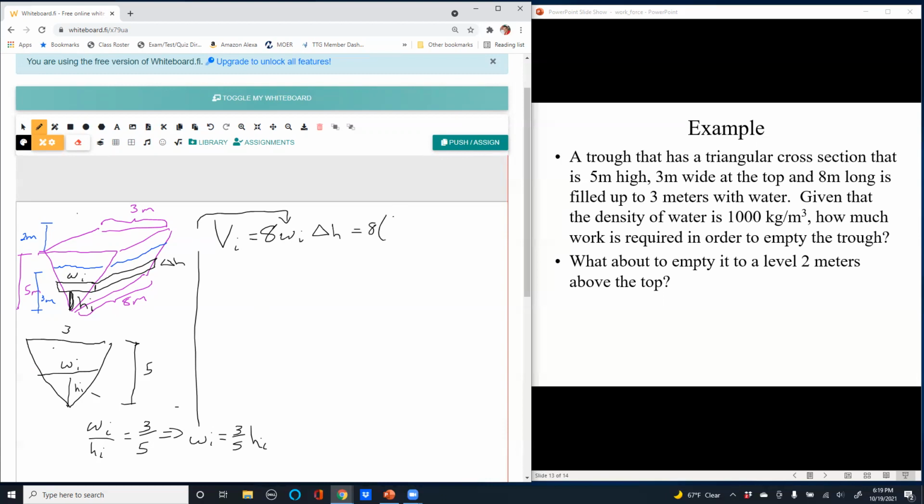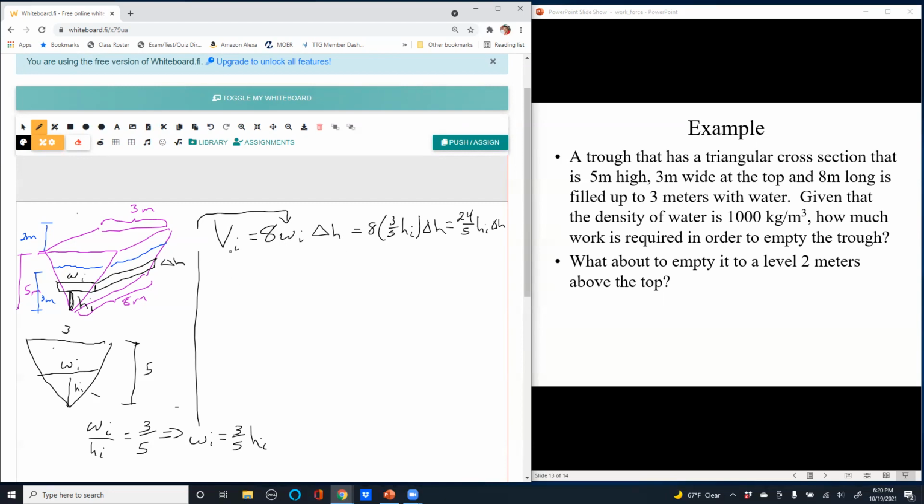So we have 8 times 3/5 H sub I delta H. And I always like to clean things up as much as possible before the next step because it's only going to get longer. So I'm going to write that as 24/5 H sub I delta H. All right, so here's what we've done so far. We got the volume of the ith slice, and then we saw, hey, we got a discrepancy in variables, so we made them be the same variable.